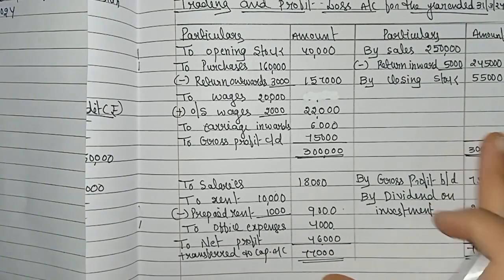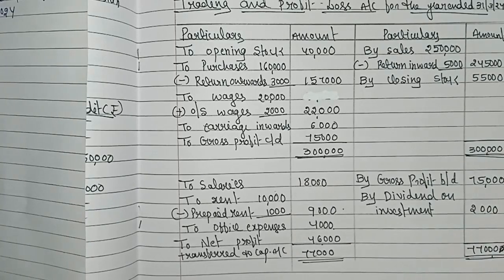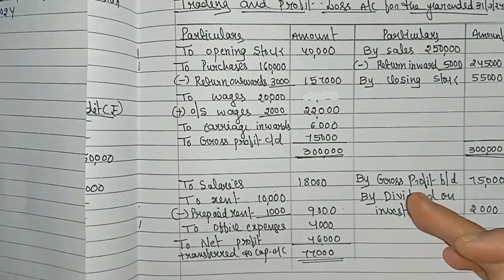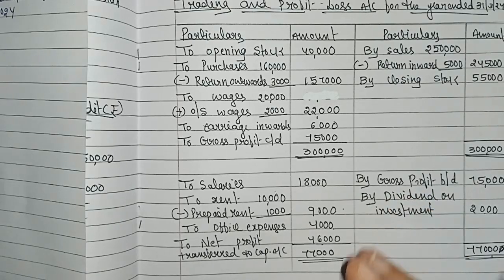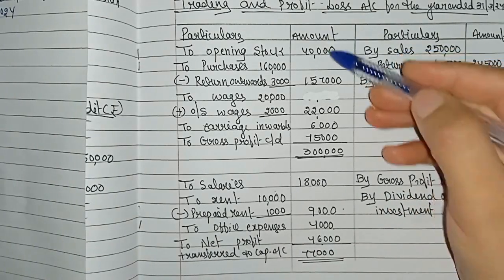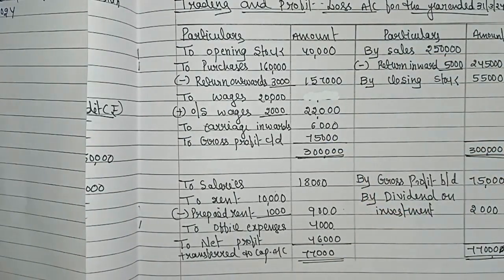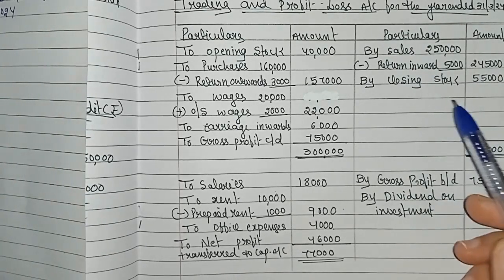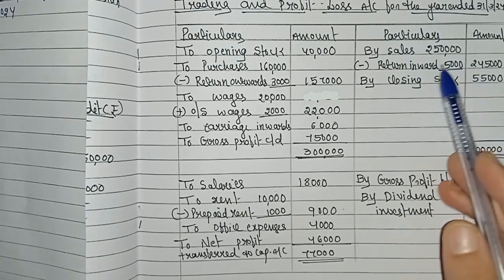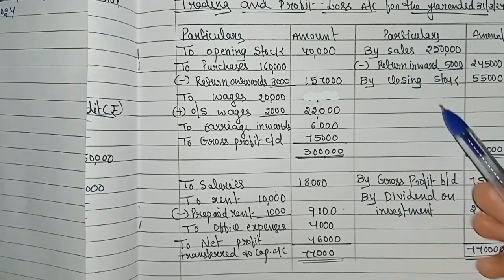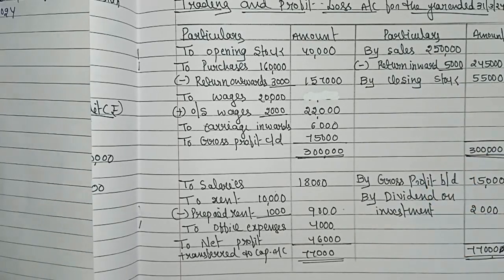So this is about trading and profit and loss account. The trading account is prepared to find out the gross profit or gross loss and cost of goods sold. The formula of cost of goods sold is opening stock plus purchases plus direct expenses minus closing stock. Clear? And in the credit side of the trading account, sales will come, and if there is any return we need to deduct it, and we have to write down the closing stock.